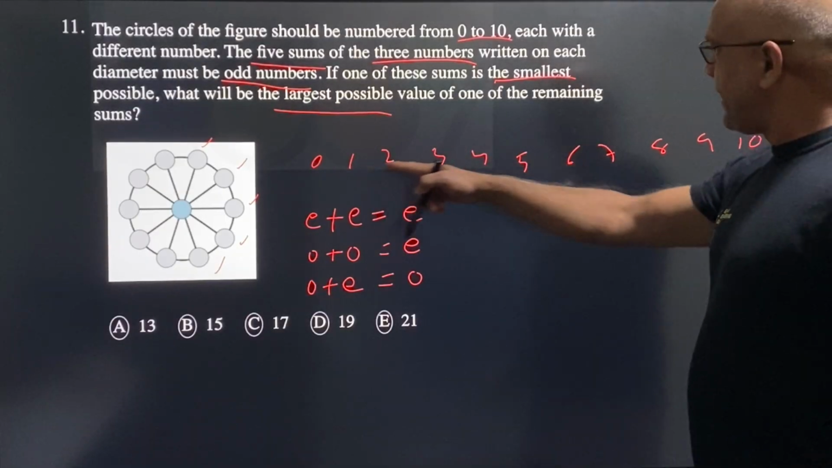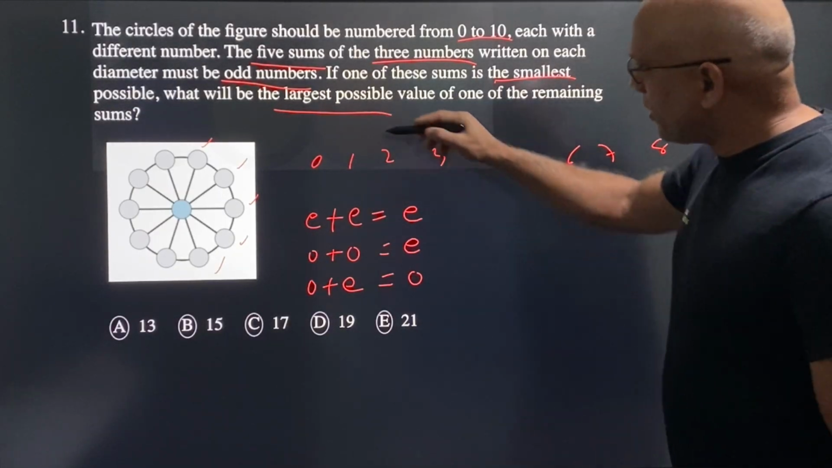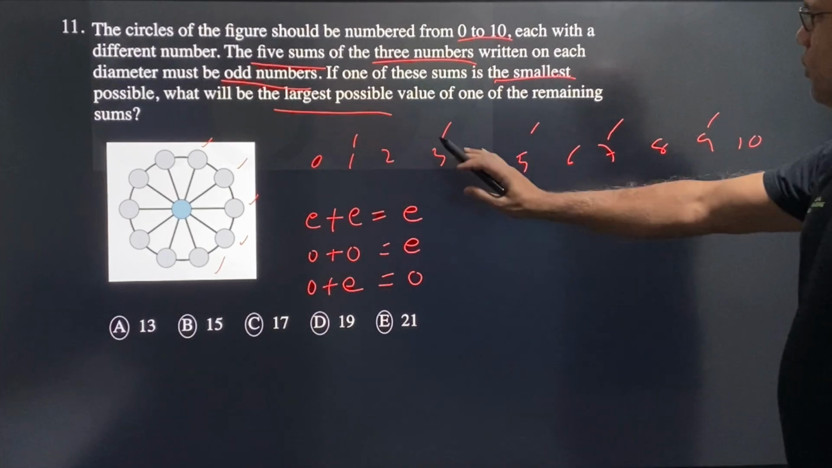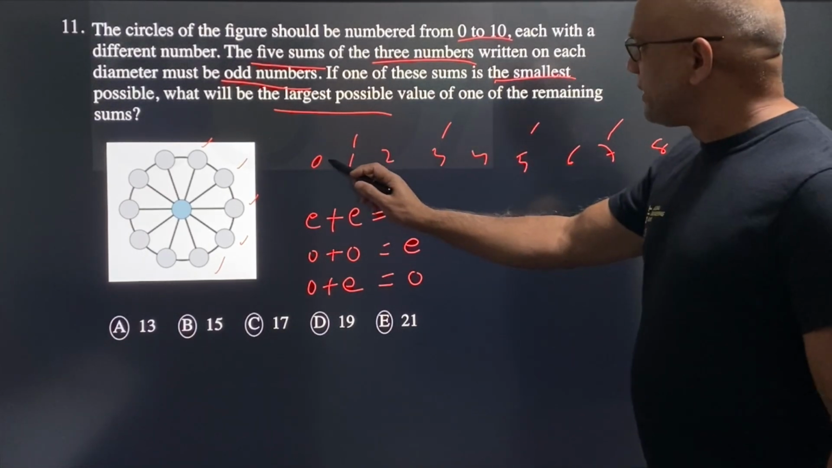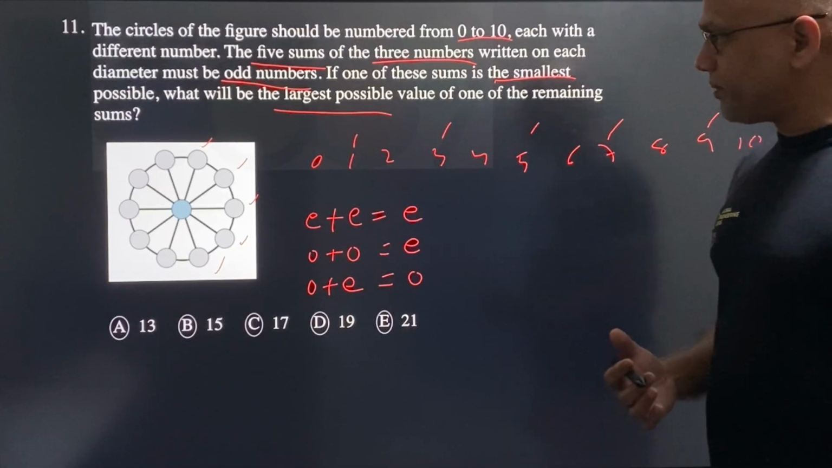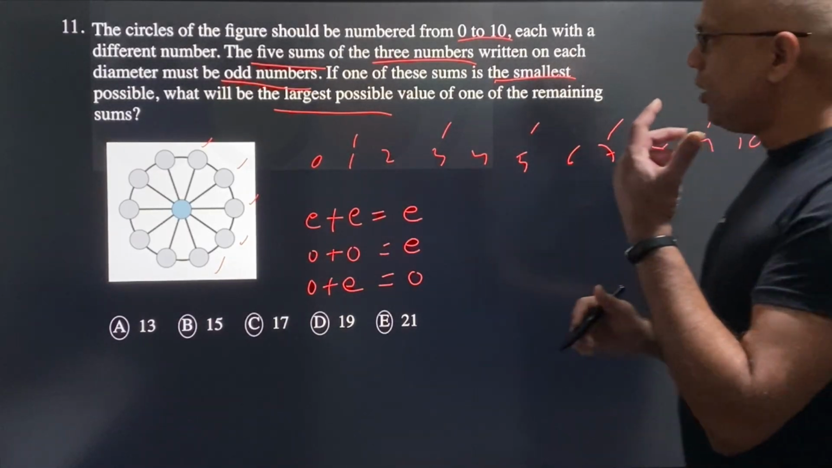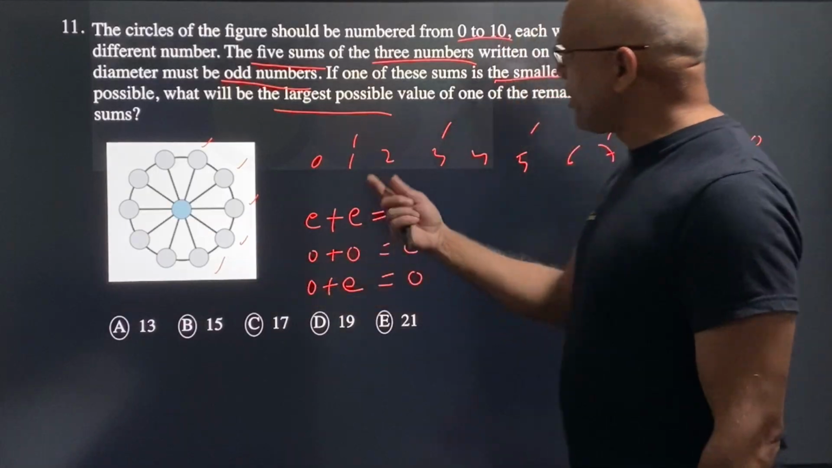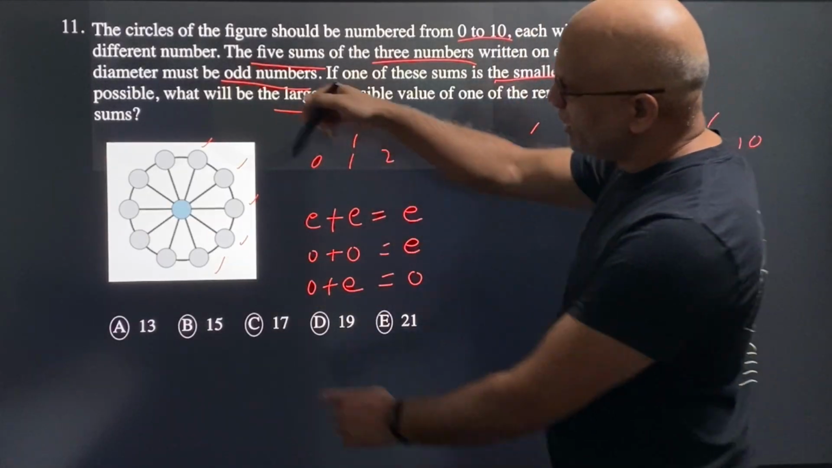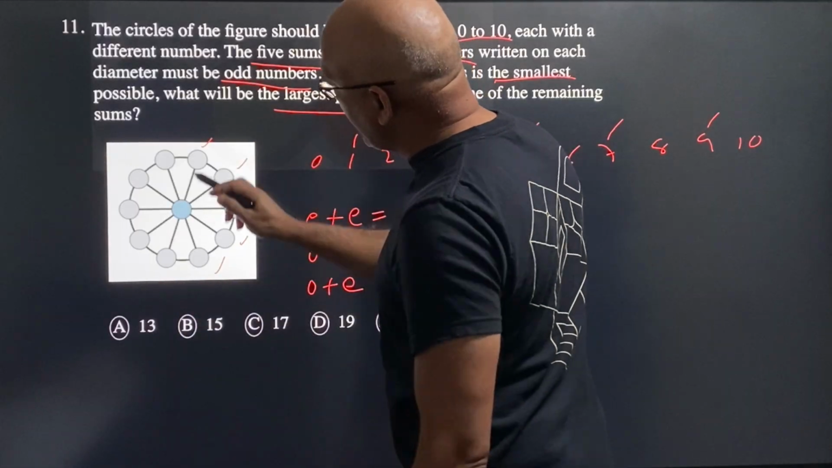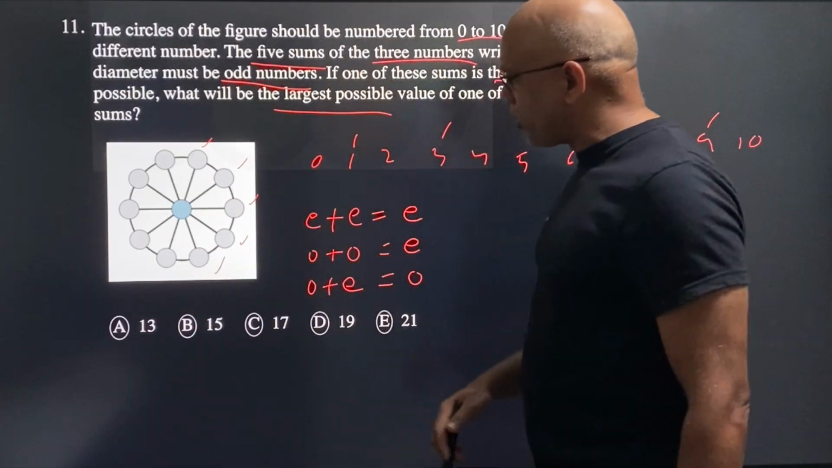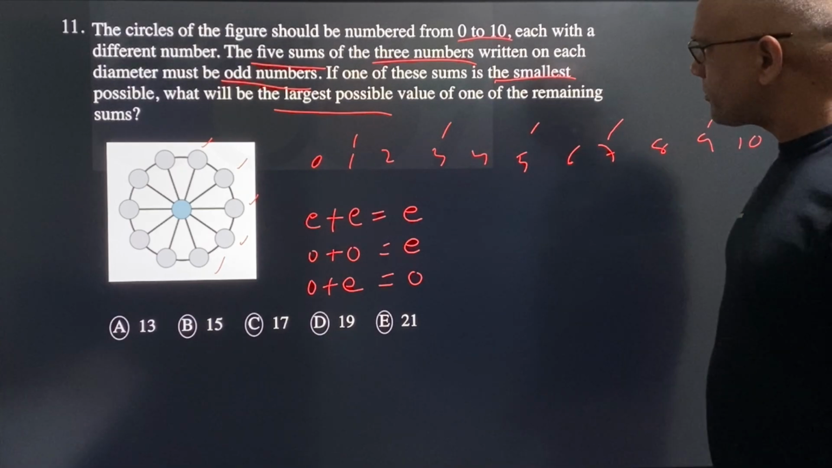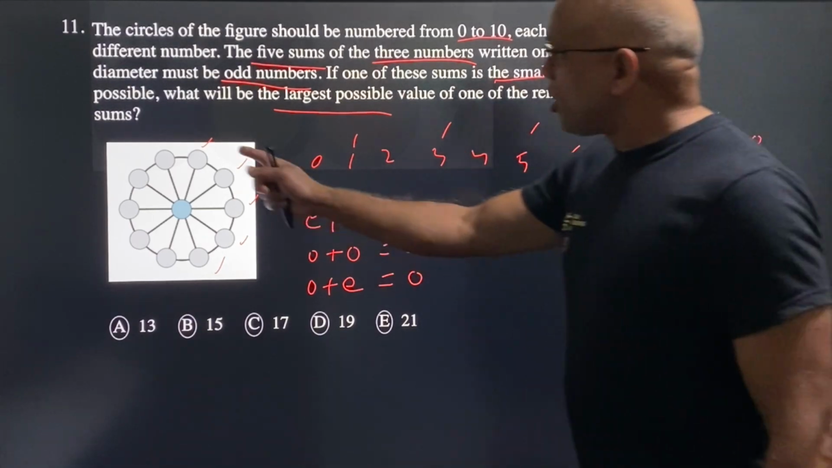Okay, so if I take a look at these numbers, which are the odd numbers? So this is odd: 1, 3, 5, 7, and 9. So I have 5 odd numbers, and the remaining 6 are even numbers. That means one of the even numbers has to go at the center, so that the remaining 5 odd and 5 even can be on the diameters, and then when I add, there will be 2 even numbers and 1 odd number. So even plus even will be even, and then when I add that with the odd number, it will be an odd number.